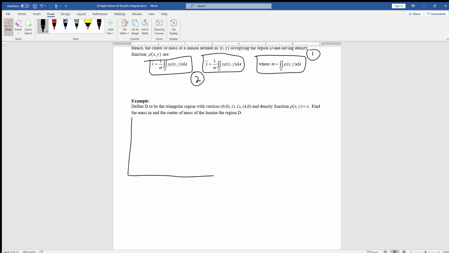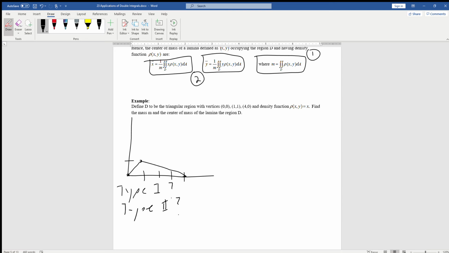So we have (0, 0) as one of the ordered pairs. We have the point (1, 1), which is another one of the vertices. And then finally, (4, 0) is the third one. So what we have is this sort of triangular region. The first question we should answer is, is it type 1 or is it type 2?